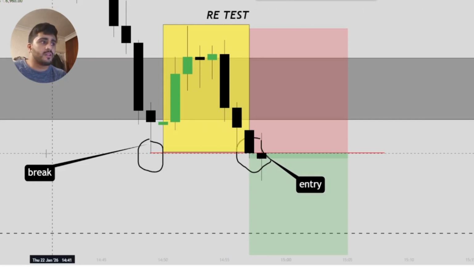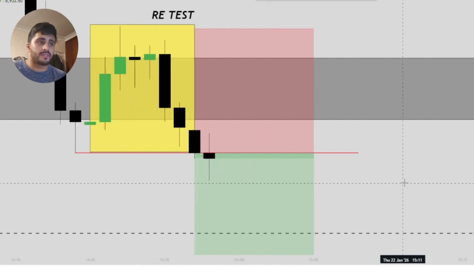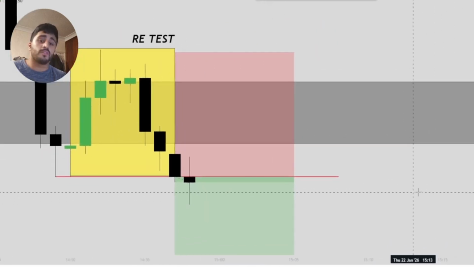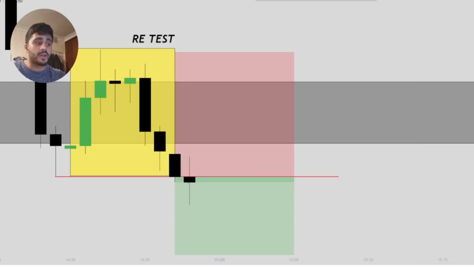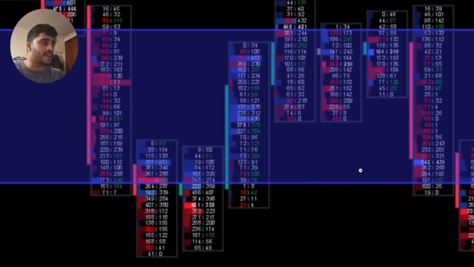So I'm going to clear my charts. Let's now go to the order flow or ATAS platform and break this down step by step. The yellow box here represents a retest, and the retest is where the money is. Now, if we go to, there we go. This is my screenshot from the ATAS platform.